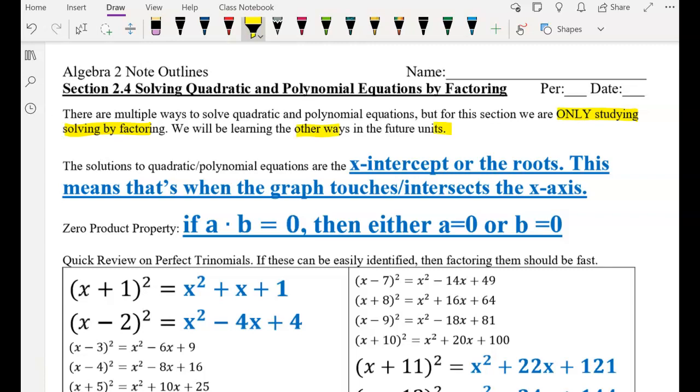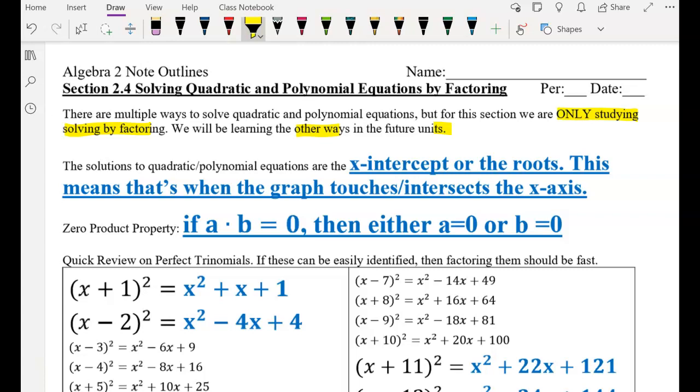So the solutions to your quadratic or polynomial equations are the x-intercepts, which can sometimes be called the roots, okay? This means that's when the graph touches or intersects the x-axis. That's what the x-intercepts mean.